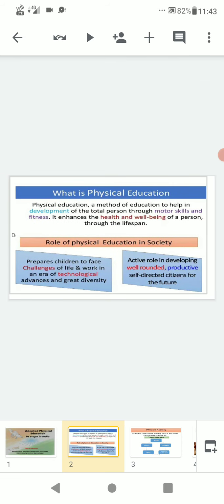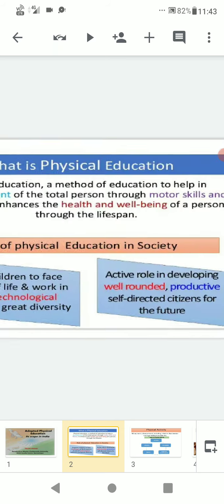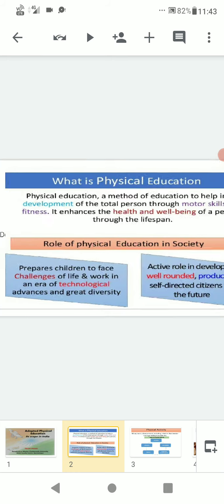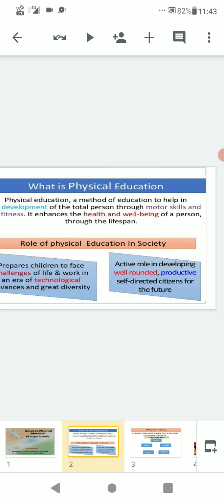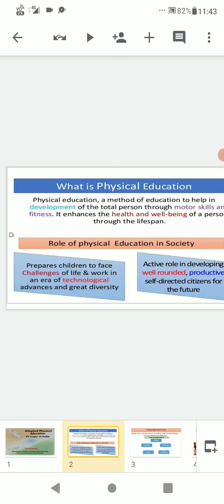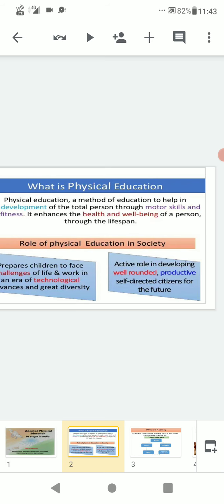So, what is physical education? First of all, physical education is a method of education to help in development of the total person through motor skills and fitness. It enhances the health and well-being of a person through the lifespan. The role of physical education in society: it prepares children to face challenges of life and work in an era of technological advances and great diversity. It plays an active role in developing well-rounded, productive, self-directed citizens for the future.